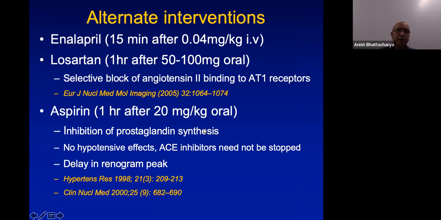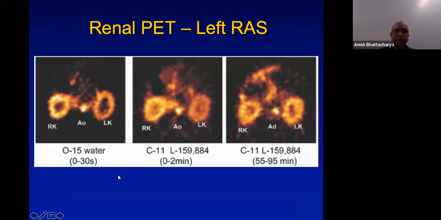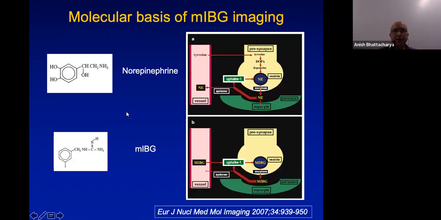Alternative interventions with enalapril, losartan, and aspirin have also been tried, but these are not very commonly used these days. PET studies have also been tried. You can use an O15 water flow study. This is a healthy subject, and this is in renal insufficiency. And when there's renal artery stenosis, you can make out the right kidney shows a bright perfusion status with O15 water, whereas the left kidney, which is affected, shows a reduction. This is a research study. It's not routinely done.